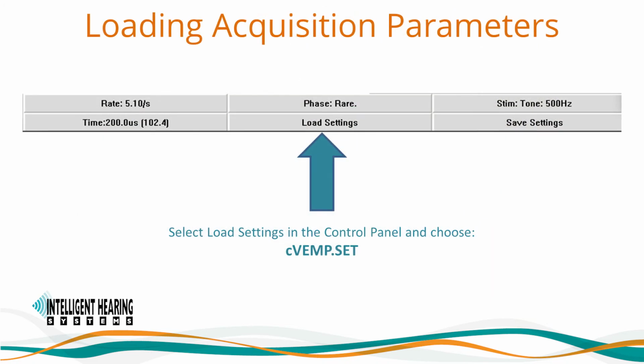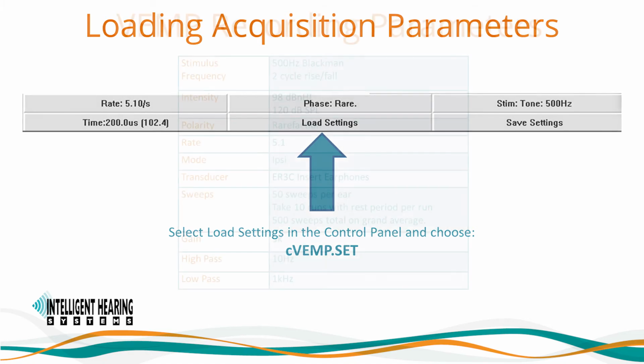Once the patient is set up for testing, it is time to enter or load the patient information into the software via the patient menu. Then load the VEMP acquisition parameters via Load Settings on the control panel found at the bottom of the acquisition page of the SmartEP software. The system includes two pre-installed settings files, cVEMP.set and oVEMP.set. For cVEMP testing, you will load the cVEMP set file. The settings file contains the following parameters.